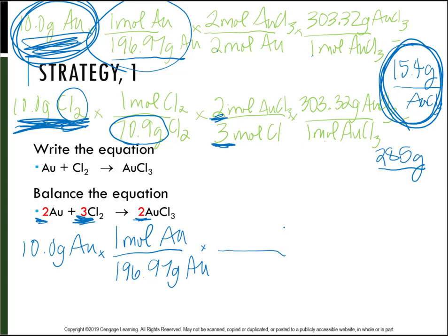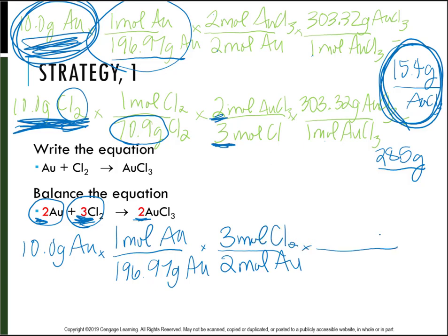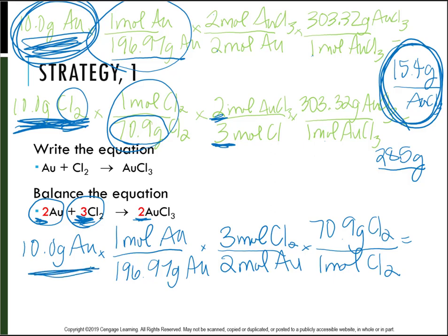Now remember, I'm going from reactant to reactant in this case. So I'm going from gold to chlorine. So 2 moles of gold to 3 moles of Cl2. And then 1 mole of Cl2, we know its molar mass is 70.9 grams of Cl2. This is going to tell me how much chlorine I need to completely use up my gold. When I plugged and chugged, I got 5.40 grams of chlorine used up. Now remember, we started with 10 grams of chlorine. So to figure out how much excess I have, 10 grams minus 5.40, and I should get an excess of 4.60 grams.